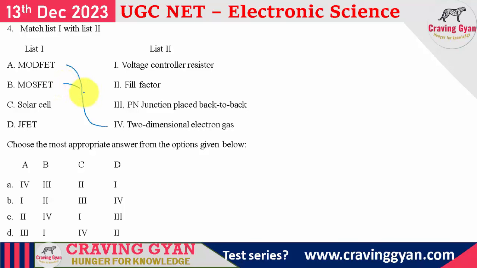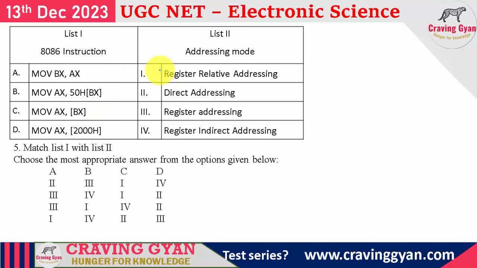See, MOSFET is what? A PN junction placed back to back. Solar cell is what? A fill factor. So for C, it is 2. For B, it is 3. So directly you can tell option A is going to follow. JFET is a voltage controlled resistor. Option A is correct.